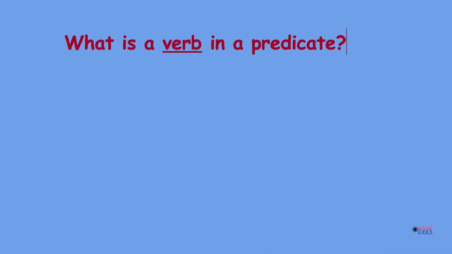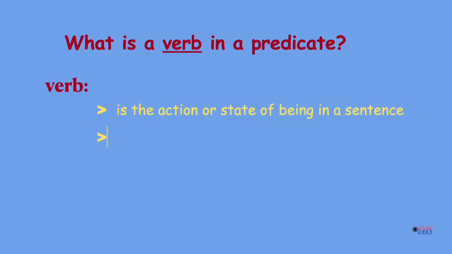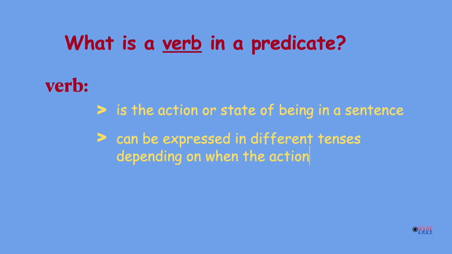Now, let's take a closer look at the verb. A verb is defined as the action or state of being in a sentence. It is an action word which can be expressed in different tenses depending on when the action is being performed.